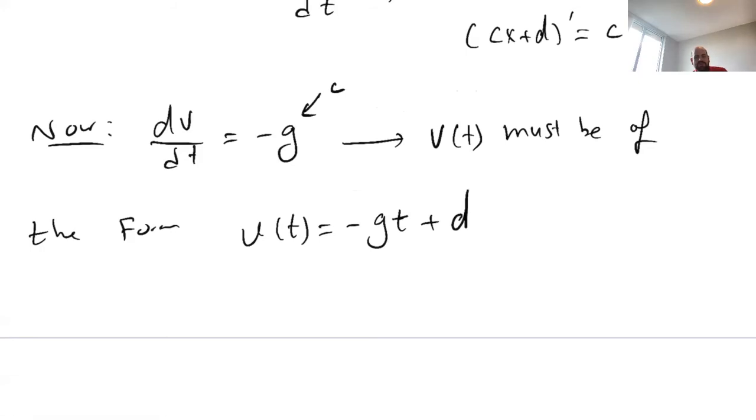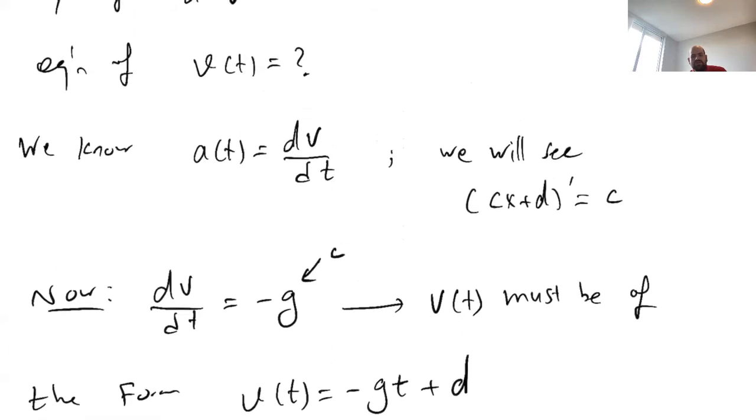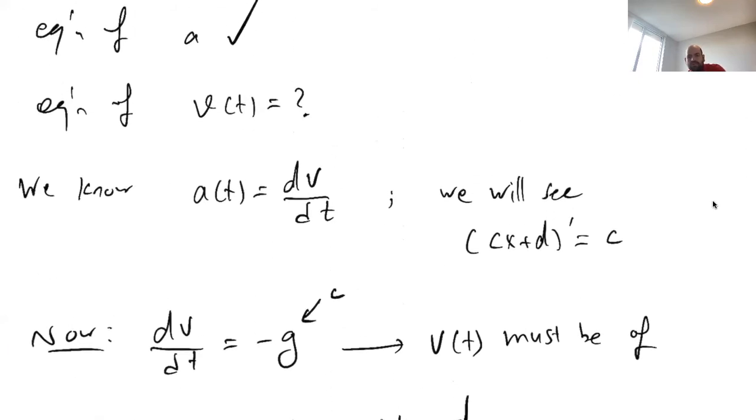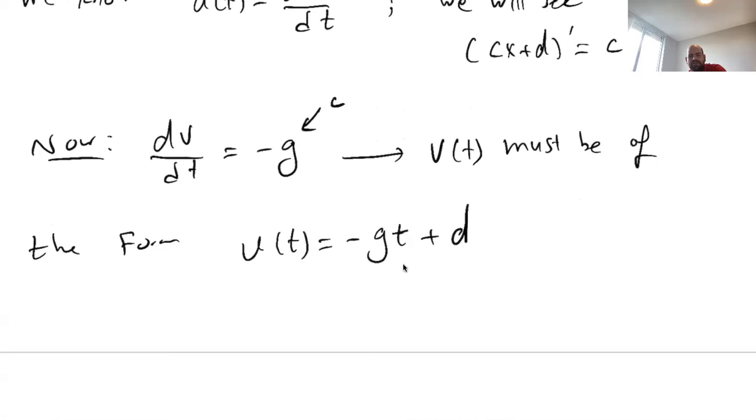And instead of x, I'm using t here because in physics, we assume that the independent variable is time, which we denote with t. So if the derivative is c, which is minus g here, what is the original function? Here we can use this formula. If the derivative is c, the original function must be cx plus d. But here, instead of x, I have t, so ct plus d, and my c is minus g. So minus gt plus d.